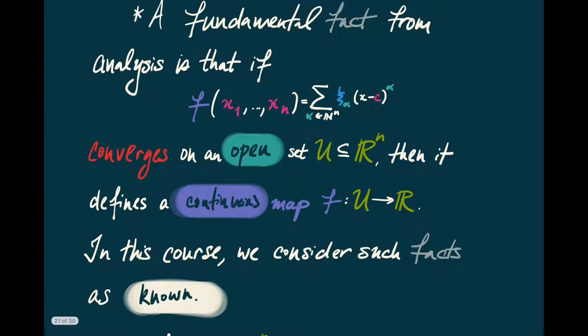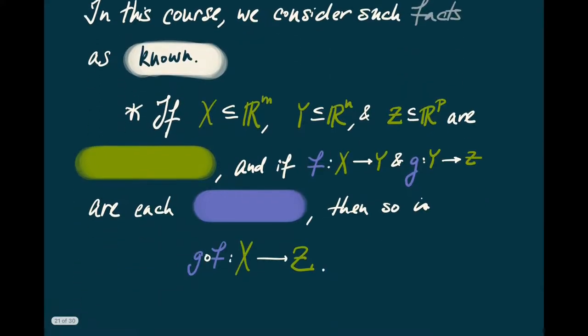In this course, we're going to consider these as known facts. So this is providing us with a good stockpile of continuous functions, but we can create more continuous functions from existing continuous functions anytime we like. A good strategy for that is the following. I can take two continuous functions and compose them. That is to say, if I have subspaces X, Y, and Z of various Euclidean spaces, and I have two continuous maps, one that starts at X and ends at Y, and the other that starts at Y and ends in Z, then I can compose them, and the result will be continuous.